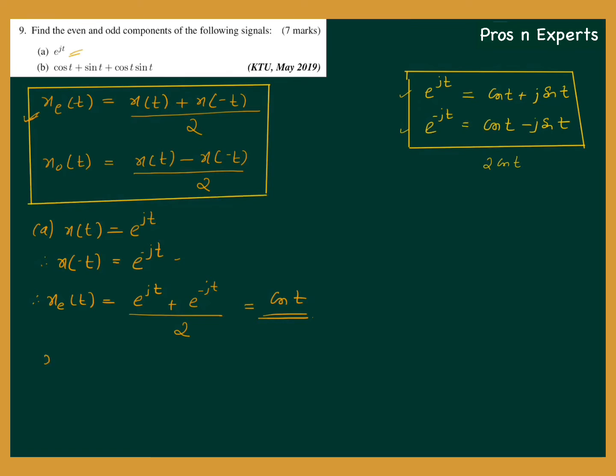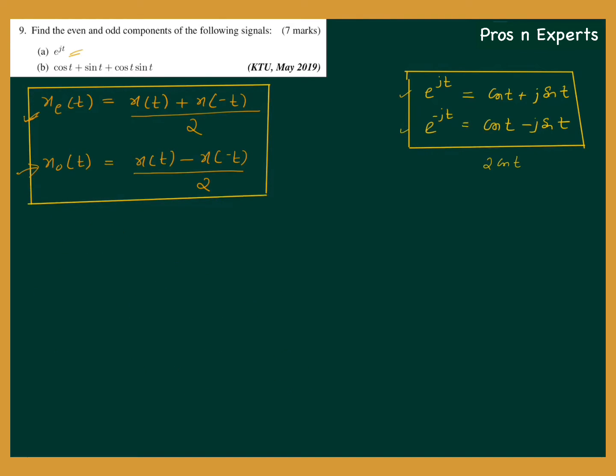Now what is the odd part? Xo of t will be equal to x of t minus x of minus t by 2. So e raised to jt minus e raised to minus jt, whole divided by 2. Again, you have to look at these two equations. When you find e raised to jt minus e raised to minus jt, you will get 2j sin t, and dividing by 2 will give you just j sin t. So the answer is j sin t.